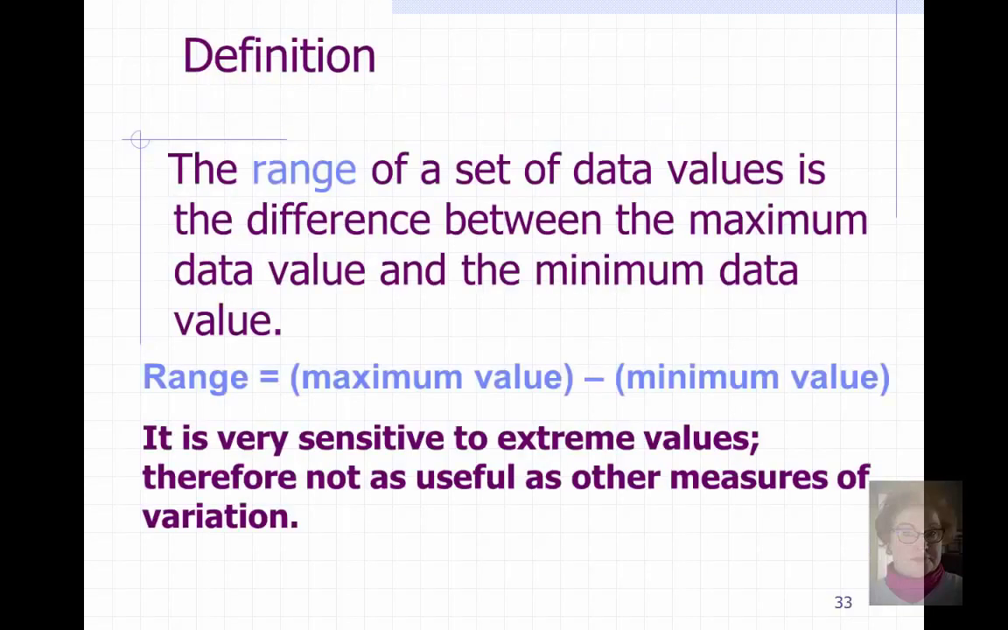So now when we talk about measures of variation, the easiest one to calculate is the range. The range is simply the difference between the maximum and the minimum values. It's just the distance between those two. It's very sensitive to extreme values. It's not as useful as other measures of variation, but there it is. So the range and the midpoint kind of go together. They're easy to calculate, but we don't use them very often.